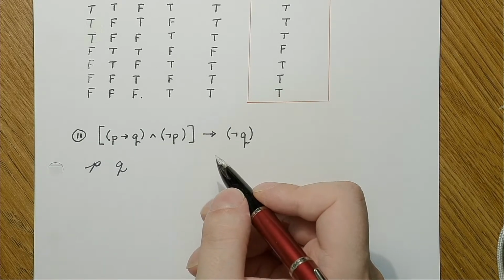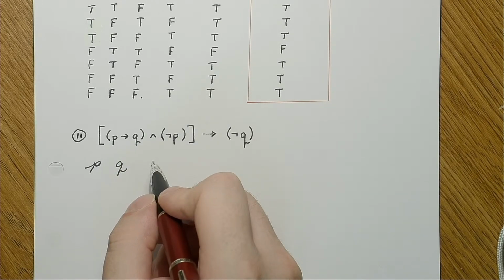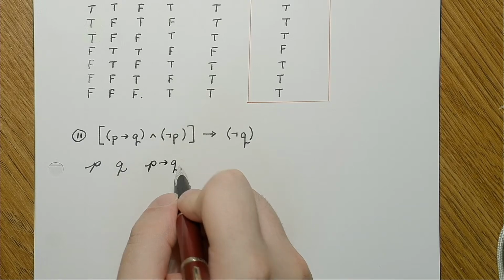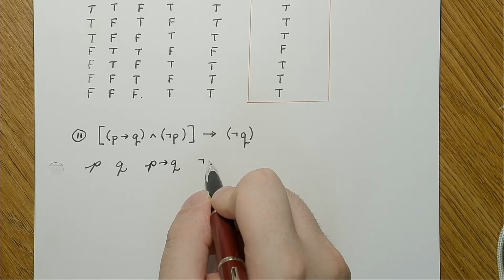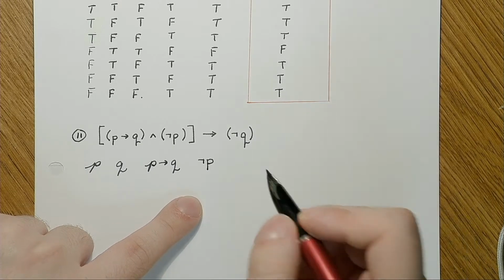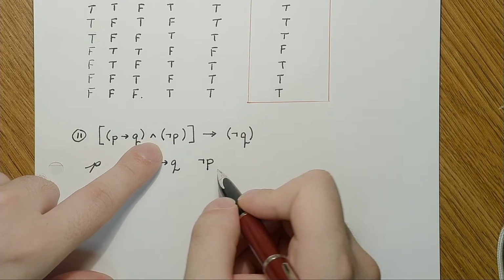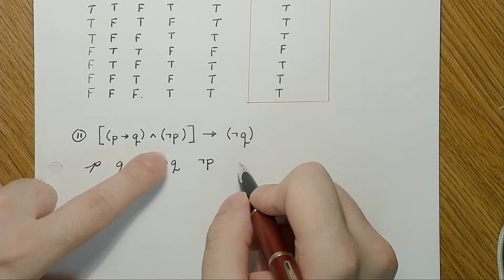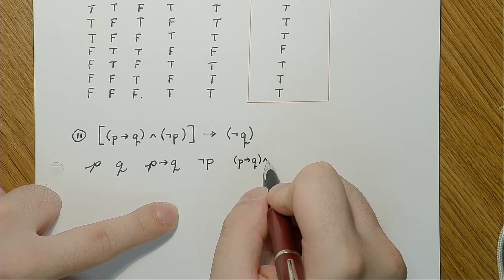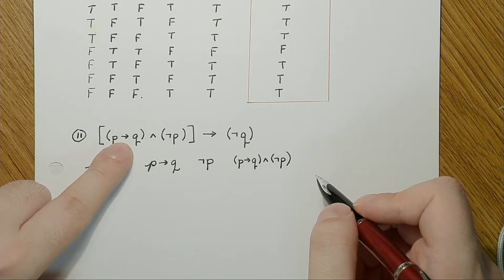So what I'll do is I'll do the P implies Q. Then we'll do the not P. And then that will cover this term and this term. Then we'll have to do the AND because it's inside the square bracket. Okay. So I've done this and this.